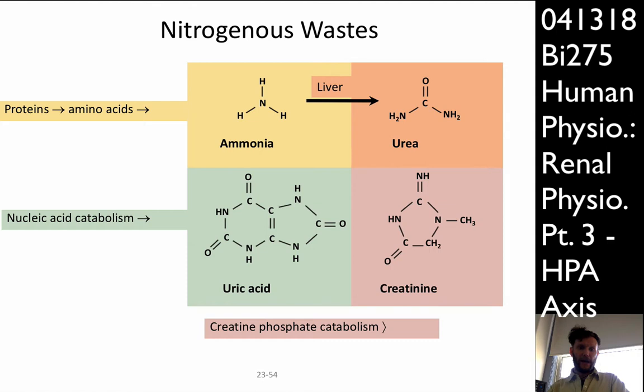And then on the nucleic acid catabolism, nucleic acids get broken down into, whether it's a purine or a pyrimidine, it's going to be turned into either uric acid or creatinine. And creatinine is also produced by creatine phosphate catabolism, mostly from muscle cells. All right, so these are the players, and I'm not going to talk about most of them, except creatinine I'll talk about a little bit because it's an important blood marker for kidney function.